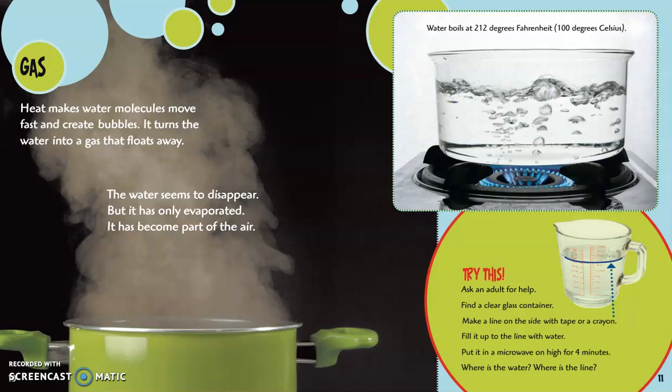Try this. Ask an adult for help. Find a clear glass container. Make a line on the side with tape or a crayon. Fill it up to the line with water. Put it in a microwave on high for 4 minutes. Where is the water? Where is the line?